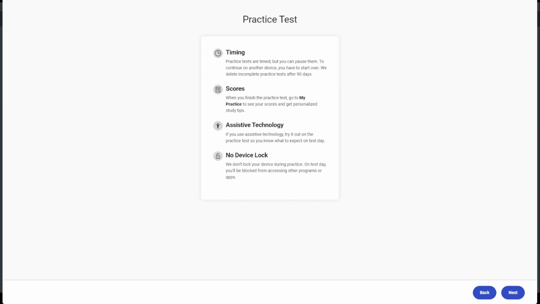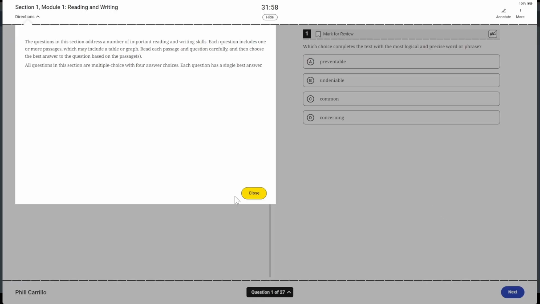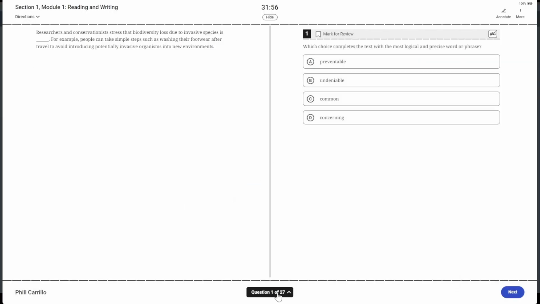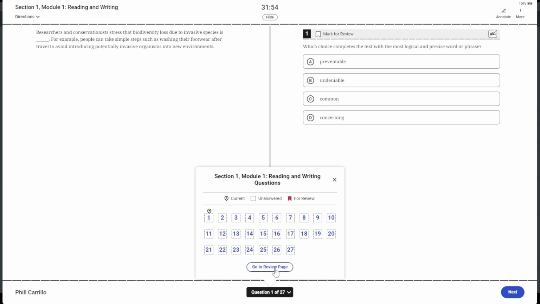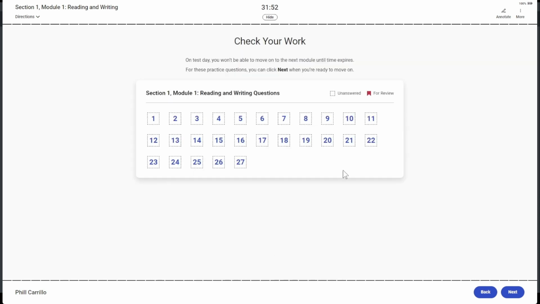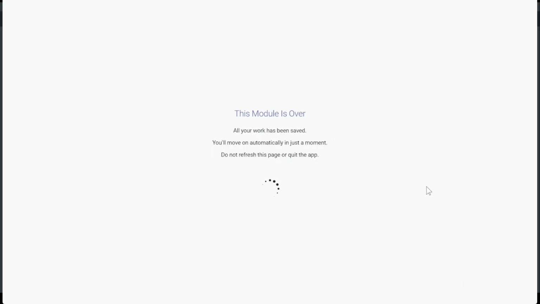Timing, scores, yeah, all right. So like I said, I'm going to skip this. To skip it, do I just click on here? Yes. Next. Modules over. I'm gonna get a terrible score.